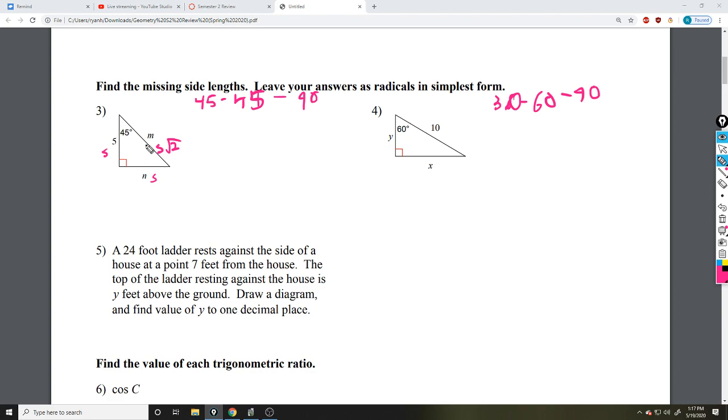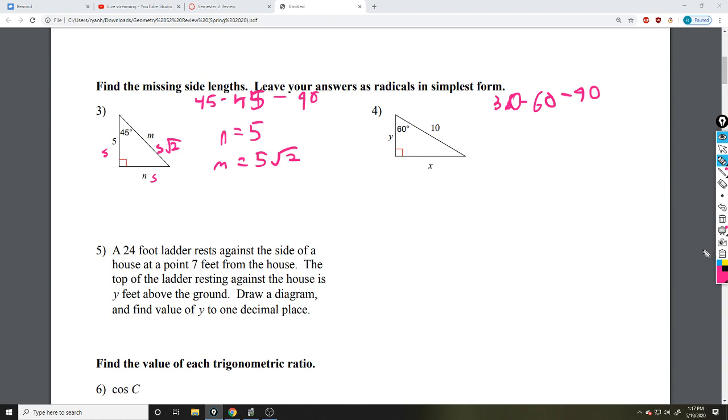Since those angles are the same, the sides across from them are the same. So we got 5, this is 5, and then this is going to be 5 times the square root of 2. Done. It's just establishing that pattern. If you want to do trig and set up tangent and cosine to confirm this, you can. But you're going to get the same thing. You should get something equivalent to 5 and 5 square root of 2.